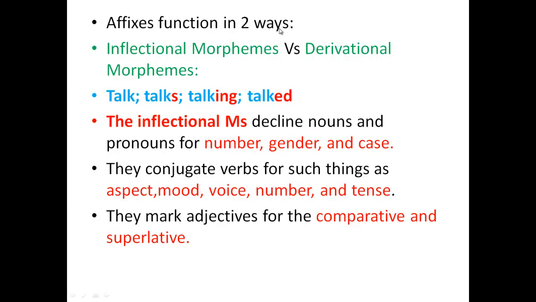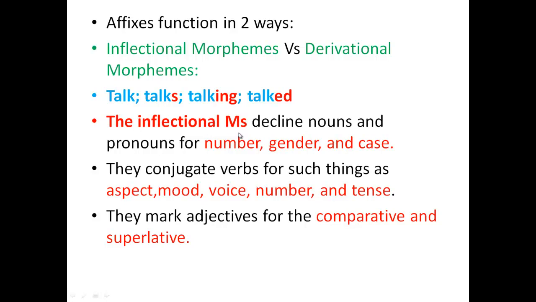Affixes function in two ways. We can talk about different kinds of affixes here. We can talk about inflectional morphemes or inflectional affixes, as opposed to derivational morphemes or derivational affixes. Let's talk about these examples. Talk, talks, talking, talked. So the s, the ing, the ed here are affixes, and in particular they are suffixes. Here we are talking about inflectional morphemes.